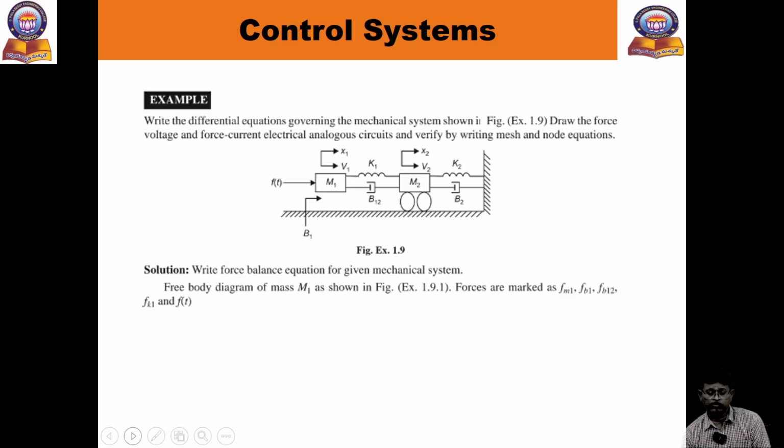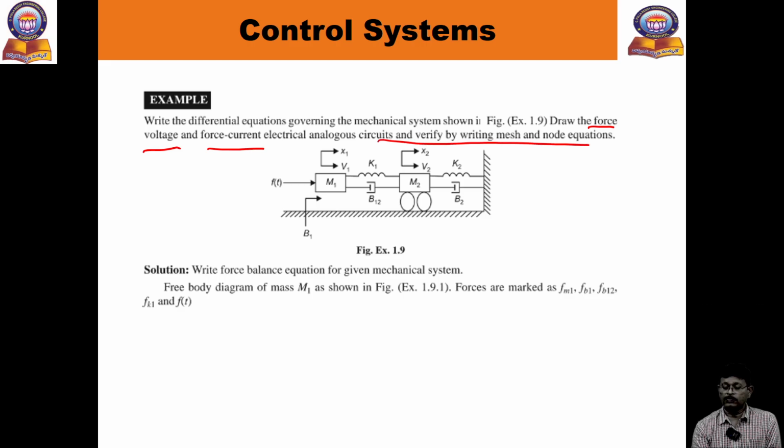Now I'm taking a simple example. As usual, write the balance equations, then convert to the other two. The question asks to draw the force-voltage and force-current electrical analogous circuits and verify with the node equations. How many masses are there here? Two masses. In the previous case you applied only x1, x2; now you can observe v1, v2. Here we apply the force, then there are friction coefficients b1, b12, b2, one spring constant k1, another spring constant k2, and one side is fixed.